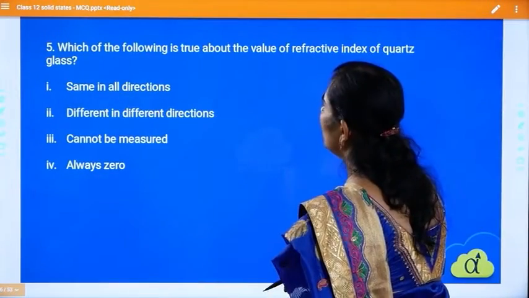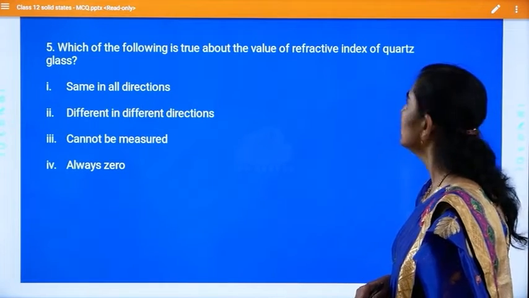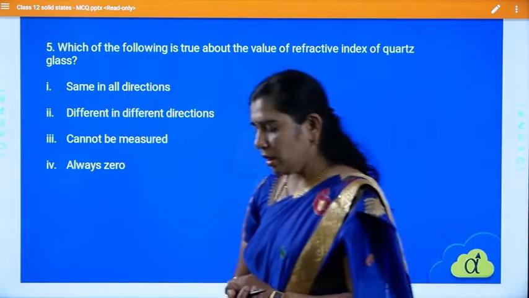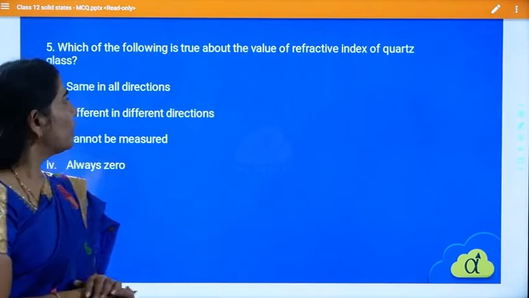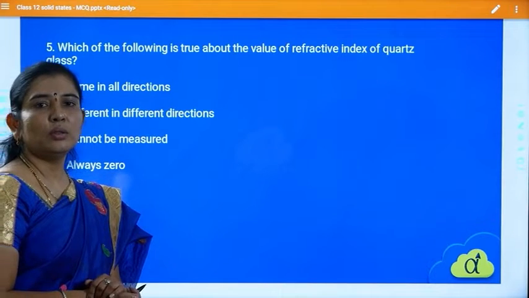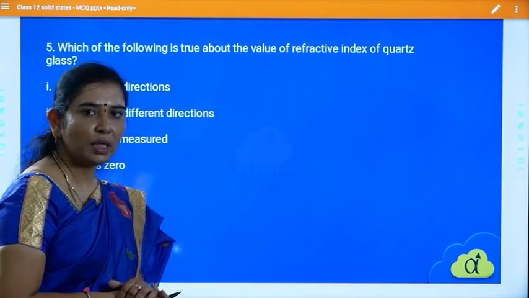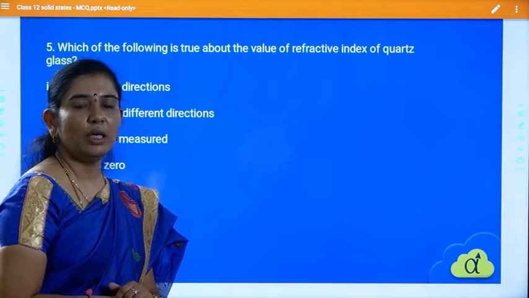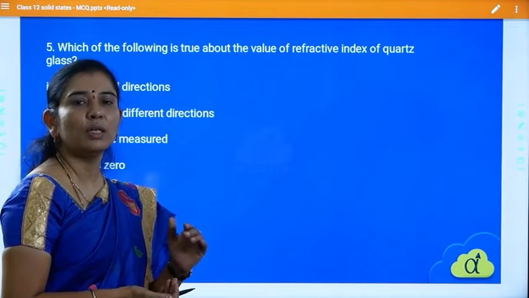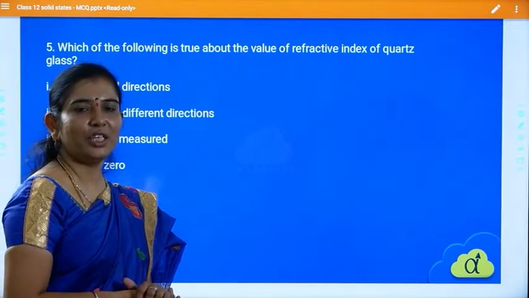Now the next question. Which of the following is true about the value of refractive index of quartz glass? In the third question I told you this quartz glass is an example of an amorphous solid. So in an amorphous solid, which property will come across? Refractive index is a physical property, so it remains the same even if you change the direction of measurement. We call it isotropic. So amorphous solids are isotropic in nature, you know very well.